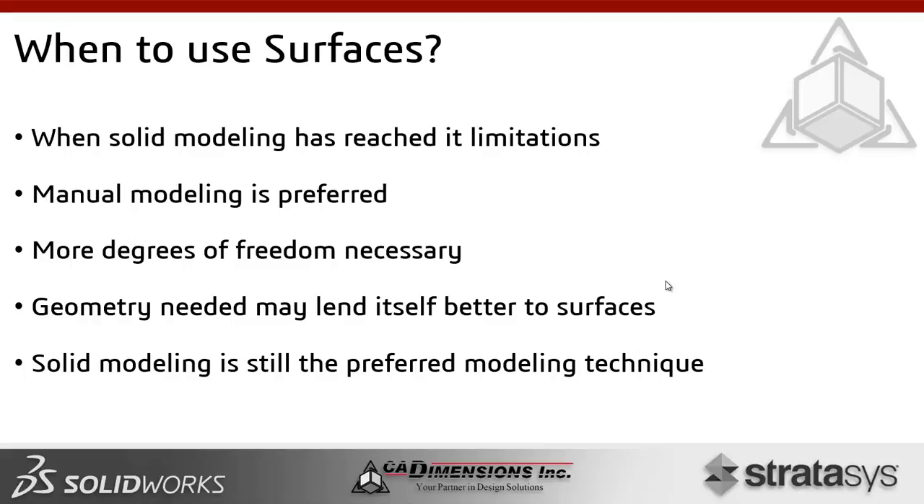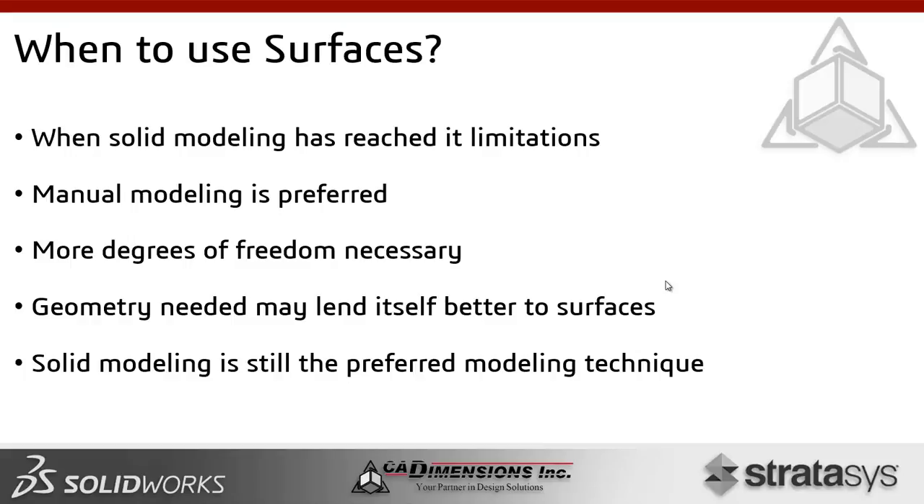So when to use surfaces? Typically you'll start using surfaces when your solid modeling has reached its limitations. I like to say it's more along the lines of when manual modeling is preferred. With doing everything in solids, you have to have your closed geometry and make sure that everything is fully defined. Surfaces is more going off the cuff, doing something that's definitely more manual, but there's a lot more degrees of freedom, right? So more degrees of freedom necessary.